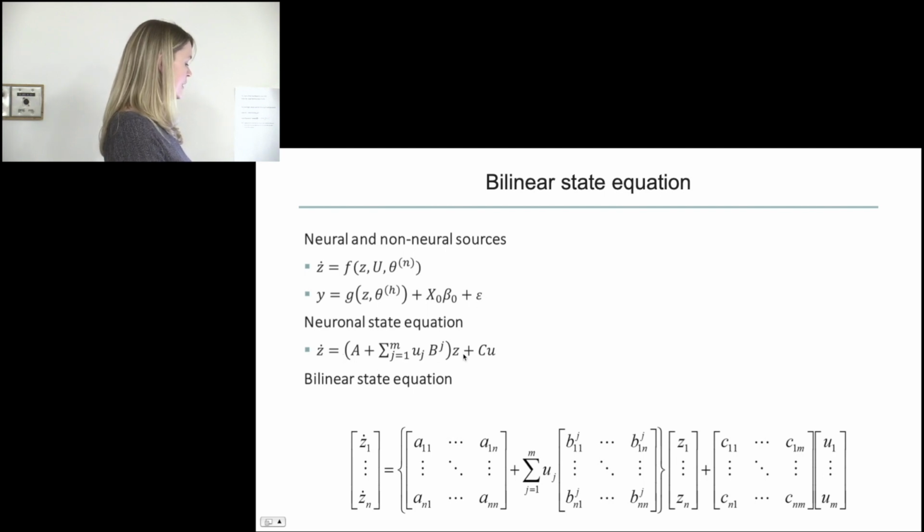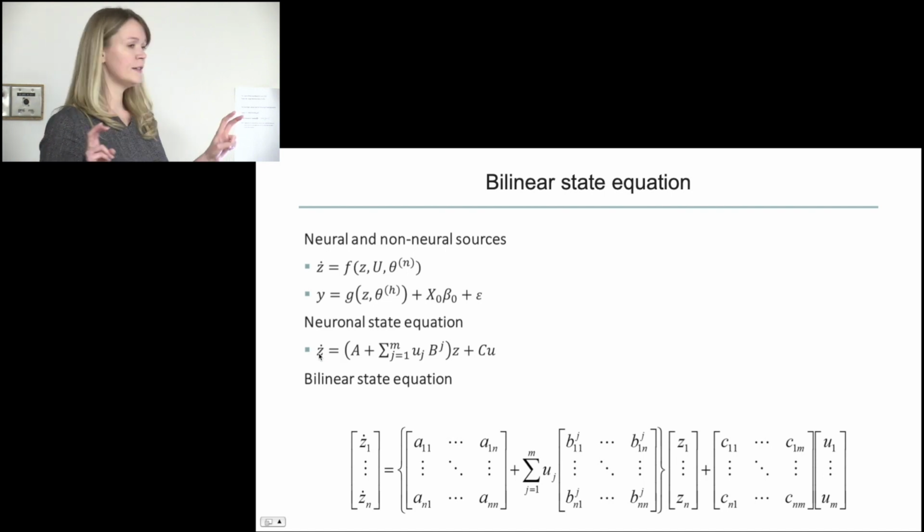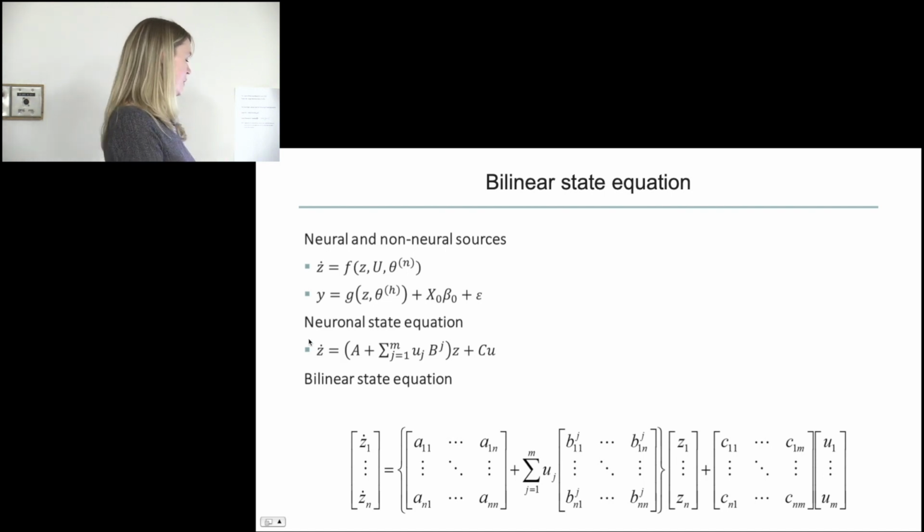And since we specified this in terms of matrices before, we have the famous neuronal state equation that explains how the state, the activity of the network at any given time point, is a result of, again, the architecture and its modulators and the driving input.